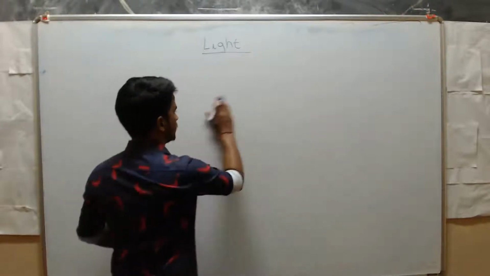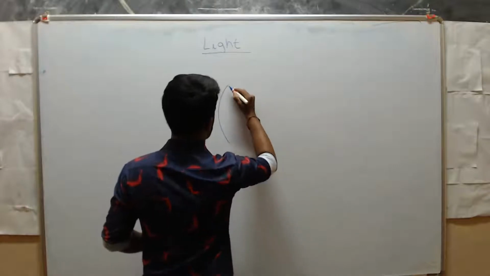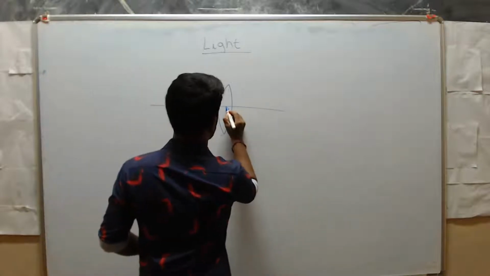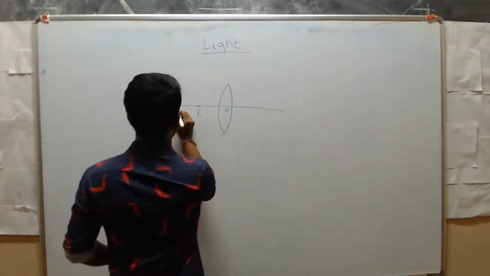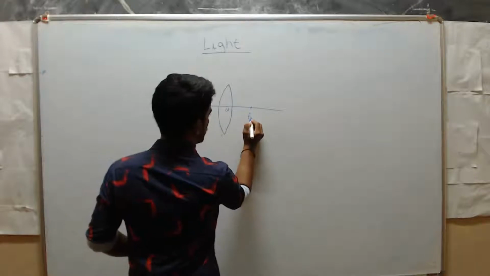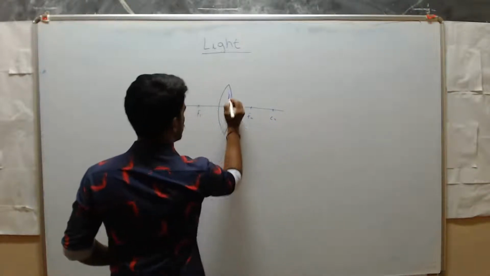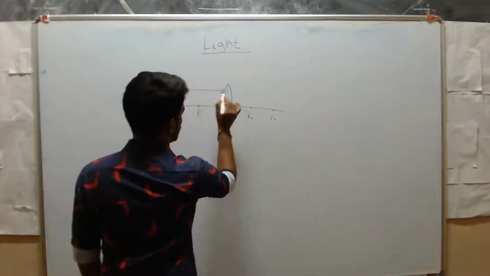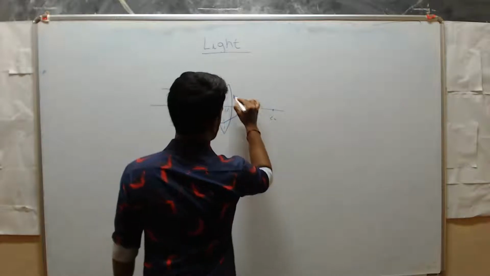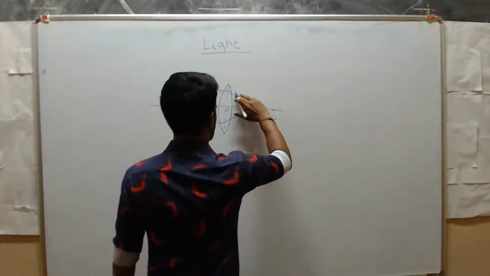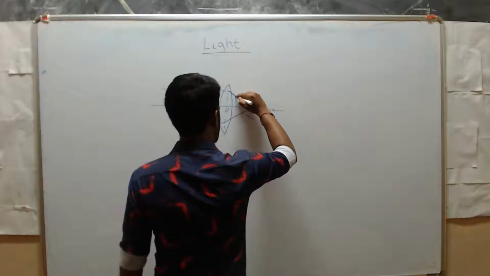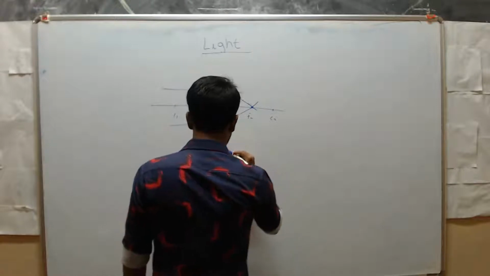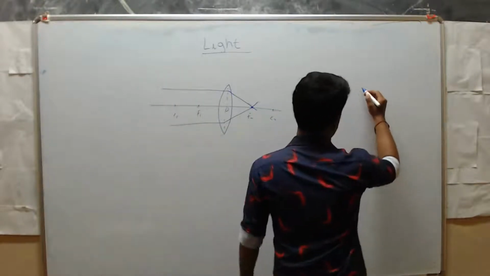For example, now I'm taking this lens. Just imagine some rays parallel to the principal axis. Those rays are meeting at f2. Now I will take one more lens.